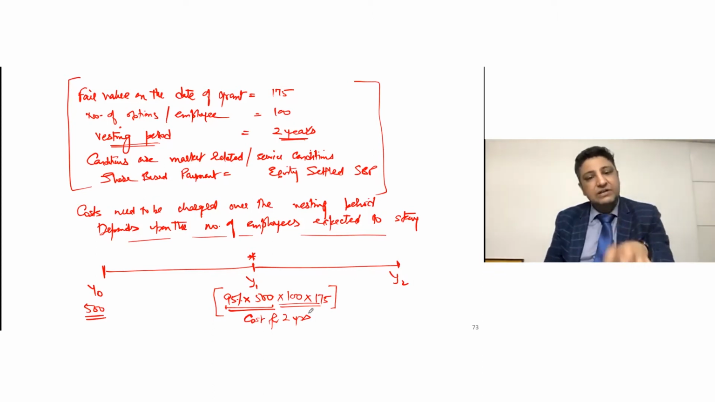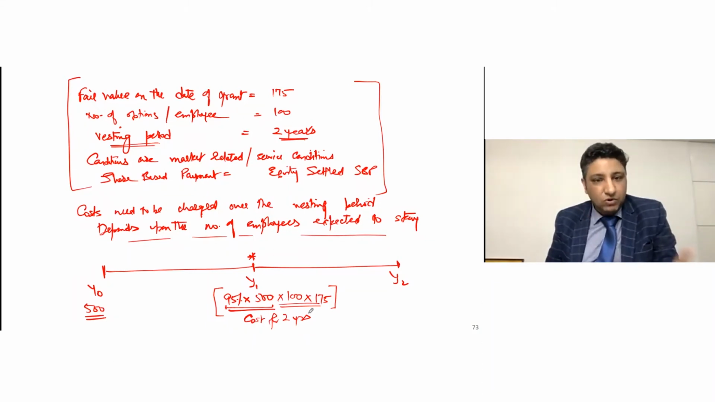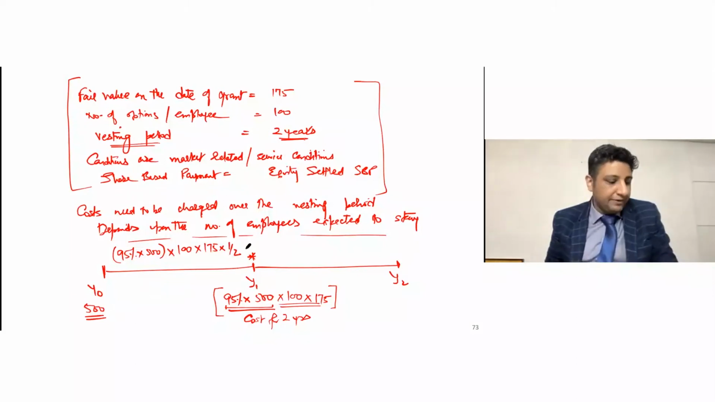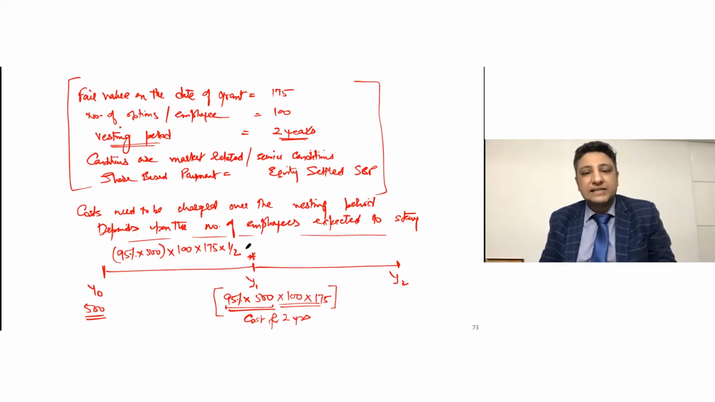So essentially, when you look at this element, when you calculate this number, you need to identify and measure it, of course, what is the cost that is going to be for only year one. We say the cost will be taken at the number of employees expected to stay, number of options per employee, value of the option, and of course, we look at the amount as divided by 1/2, because we need to calculate this cost for the first year, first of all.